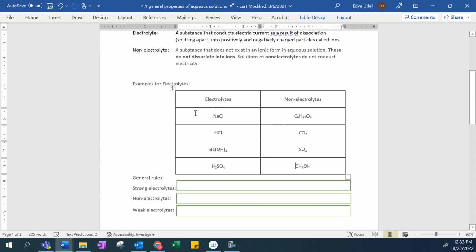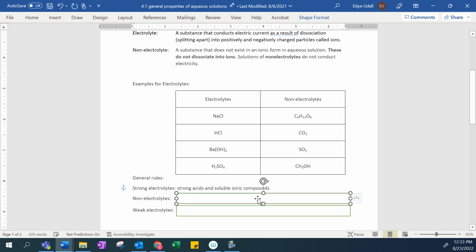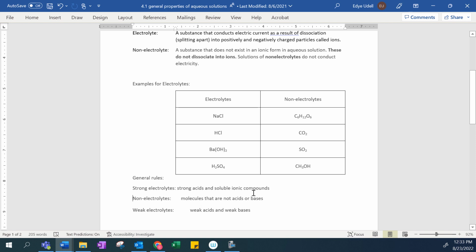So you might notice the electrolytes are ionic compounds and strong and weak acids. Non-electrolytes, and actually I should mention, you'll see down here strong and weak. Strong acids are strong electrolytes. Weak acids are weak electrolytes. Non-electrolytes tend to be molecules that are not acidic or basic. Okay. Then we have the electrolytes broken down into strong, non, and weak.